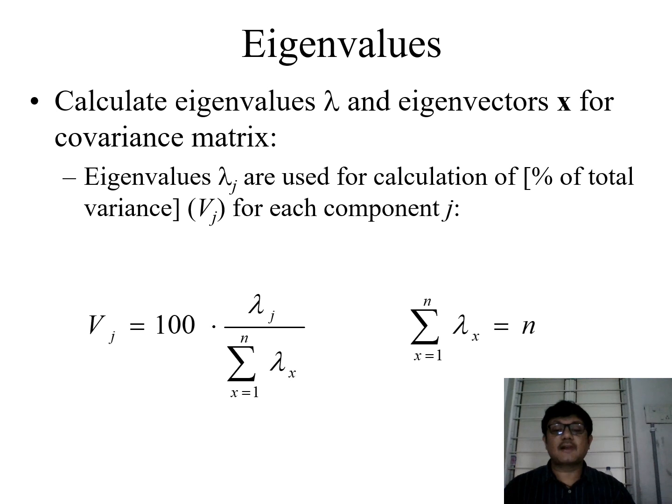Eigenvalues lambda j are used for calculation of the variation, that is the percentage of total variance Vj for each component j. Vj equals 100 times lambda j divided by the sum over x equals 1 to n of lambda x. The sum over x equals 1 to n of lambda x equals n.